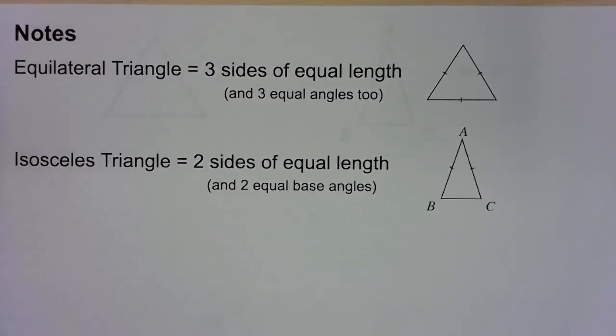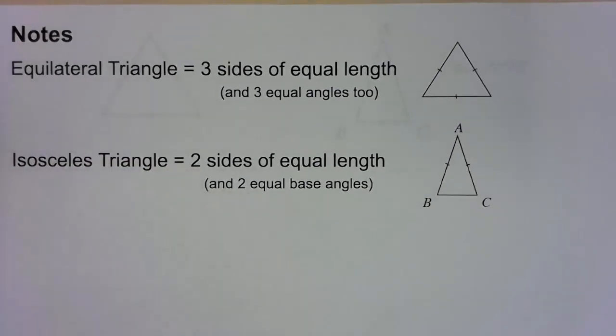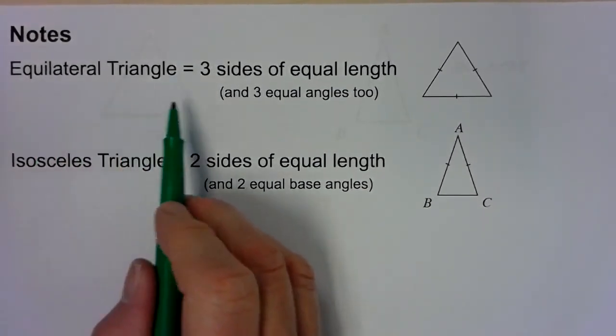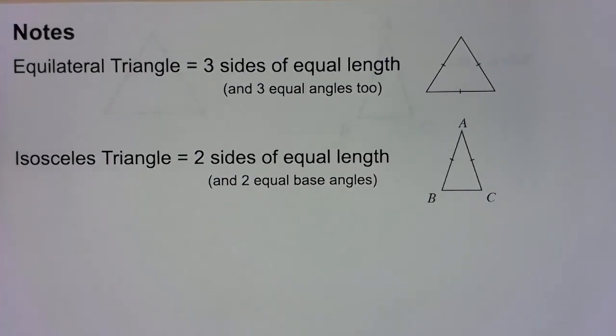We need to talk about two types of triangles that we use all year in geometry. The first one is equilateral. An equilateral triangle has three sides of equal length. At this time, I'd like you to pause this video, write these notes in your notebook. Once that's done, resume the video.